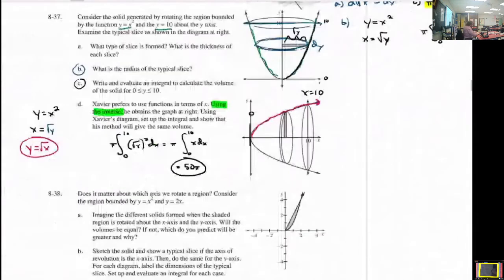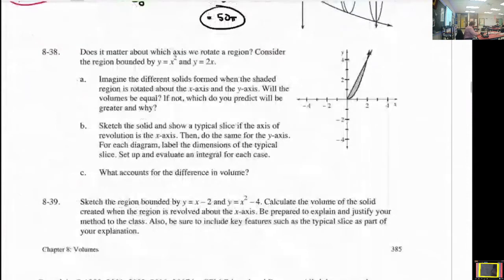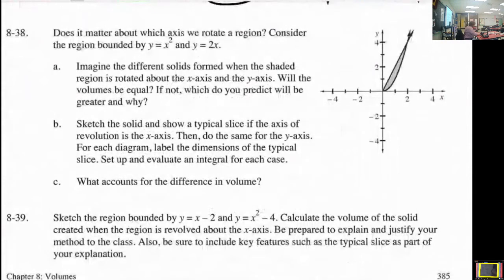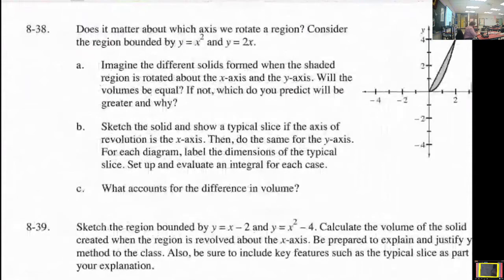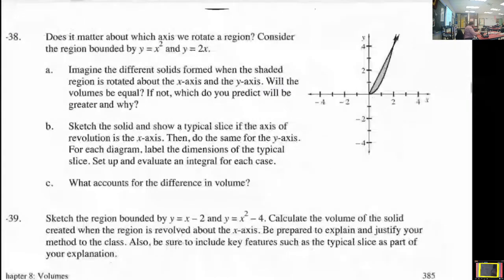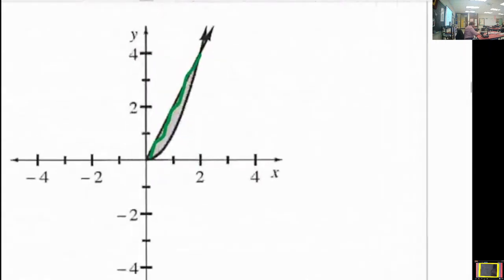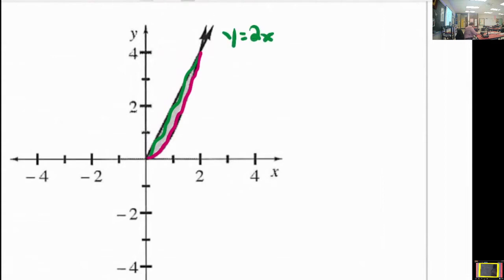We're going to look at a bunch of similar problems like this today. So let's look at 838. So we've got a region here, a little area. It's the region bounded by y equals x squared and y equals 2x. 2x would be the straight line that's right there, and x squared is the parabola that we're seeing right here. So we've got our boundaries: the line y equals 2x is the green line, and y equals x squared is the red line.